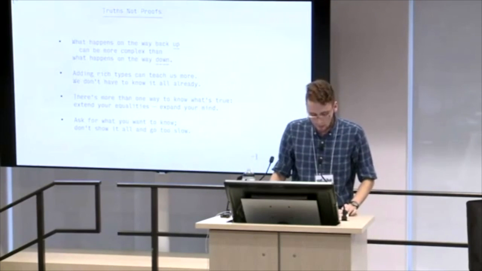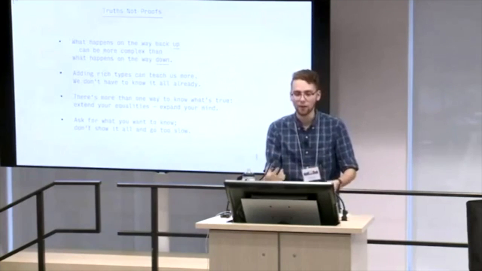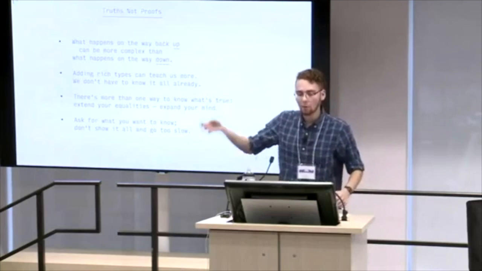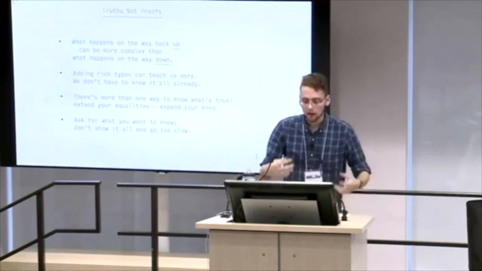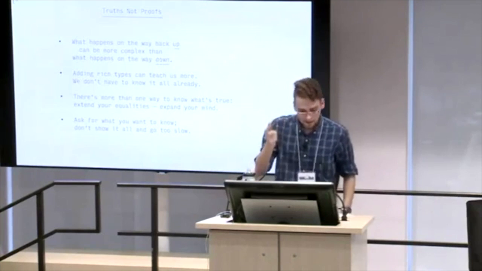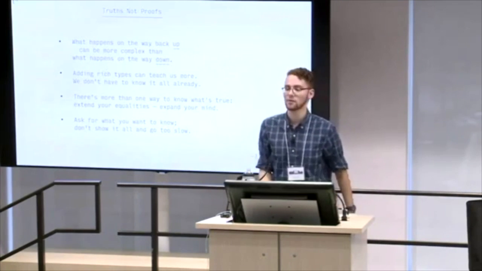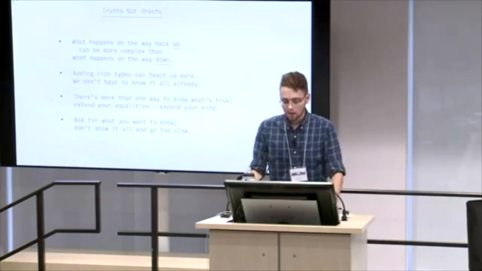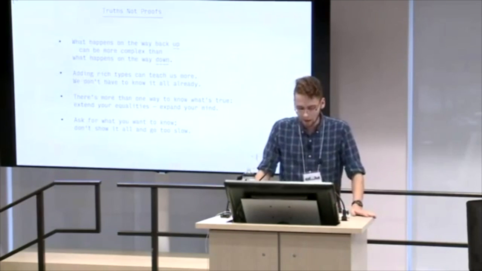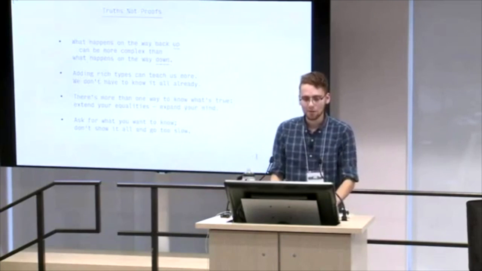That if we're only reasoning with the tools that we have right now, we're sort of bound within the boundaries of those tools. By plugging more complex notions of equality into the way that we type check our programs, and thus type check our brains, we can figure out more things about the structure of the programs that we're trying to write. So I'll conclude by saying, ask for what you want to know. Don't show it all. Don't prove it all. And go too slow.